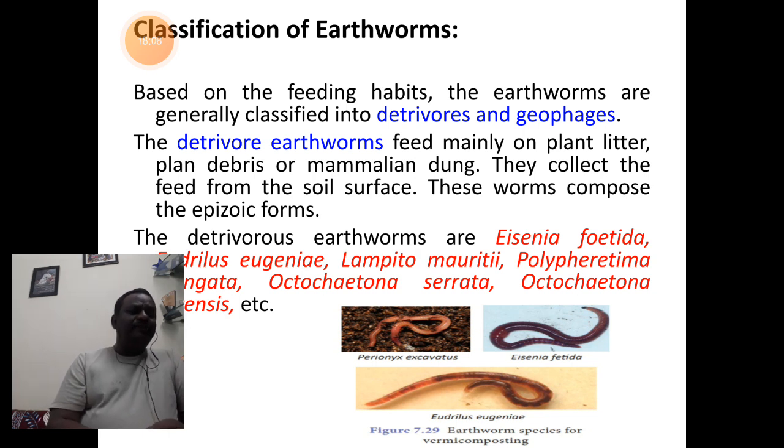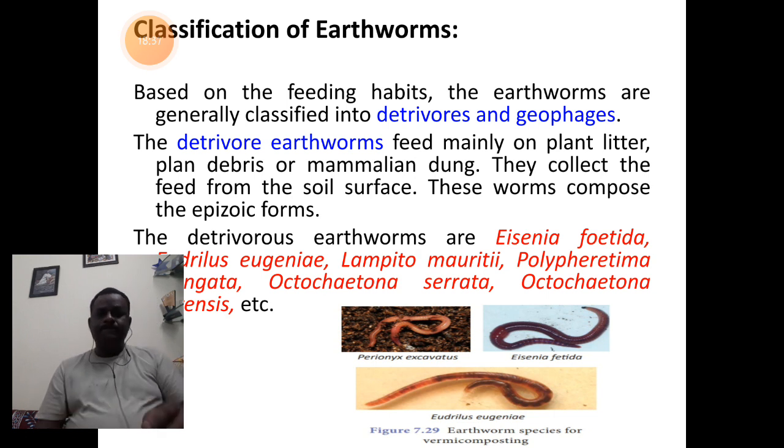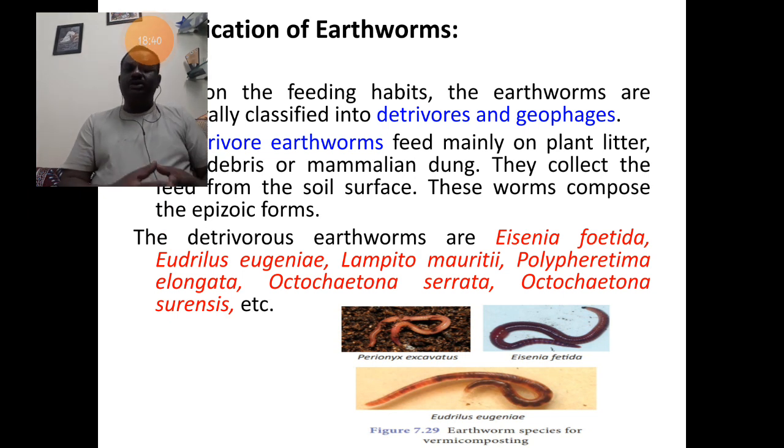It includes the examples of Eisenia fetida, then Eudrilus eugeniae, then Lampito mauritii, then Perionyx excavatus, then Polypheretima elongata, then Octochaetona serrata, then Octochaetona surensis. These are a few species of earthworms which are widely used in the process of vermiculture and vermicomposting technique because they are detritivorous organisms.